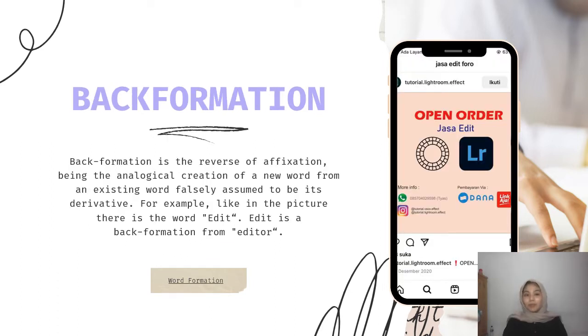Next is back formation. Back formation is the reverse of affixation, being the analogical creation of a new word from an existing word falsely assumed to be its derivative. For example, like in the picture, there is the word edit. Edit is a back formation from editor.